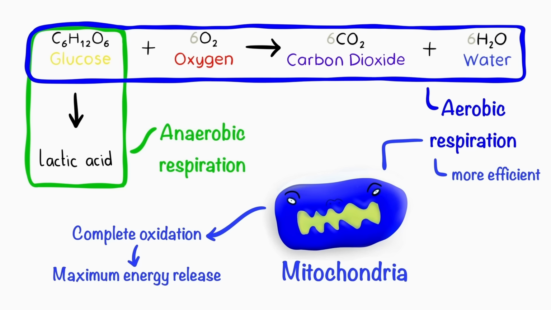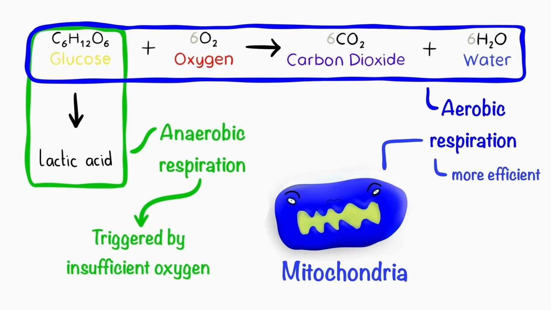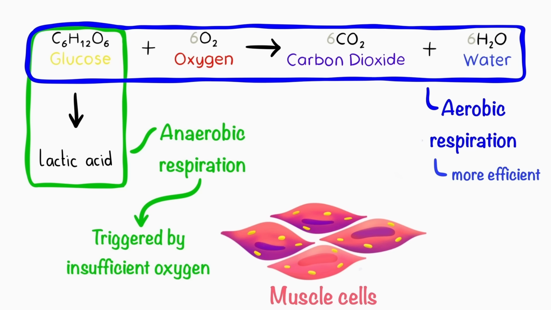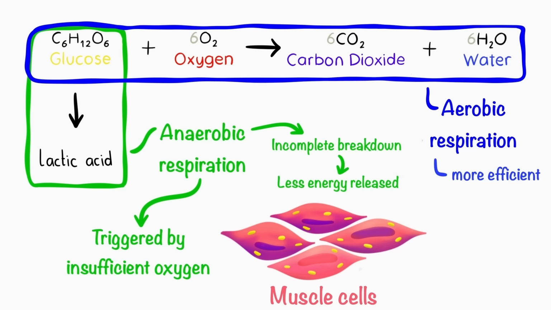oxygen is available. Anaerobic respiration occurs when there isn't enough oxygen available. The word anaerobic literally means without oxygen. In human muscle cells, anaerobic respiration produces lactic acid. This incomplete breakdown of glucose releases much less energy than aerobic respiration. This is because glucose isn't fully oxidized in anaerobic conditions.